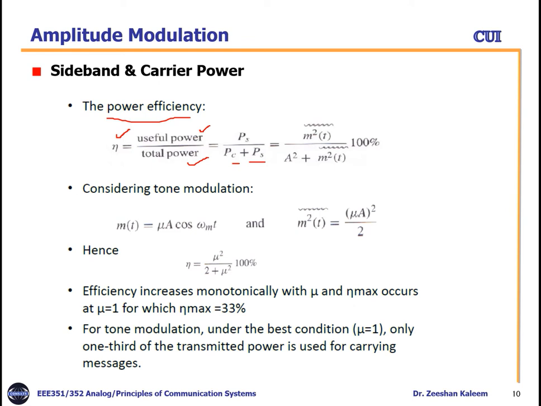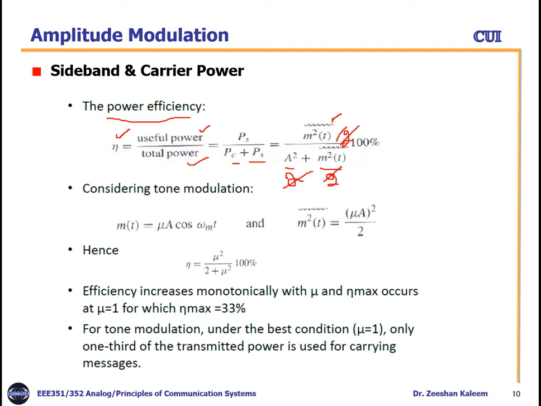The original message we can call the modulated signal. So the sideband power is the useful power, which is m square over 2, right? And the carrier power is A square over 2, right? And the sideband power similarly m square by 2. So you can see that there is a 2 in the denominator, so it will cancel out. So in the end, we would have only m square t over A square plus m square t.